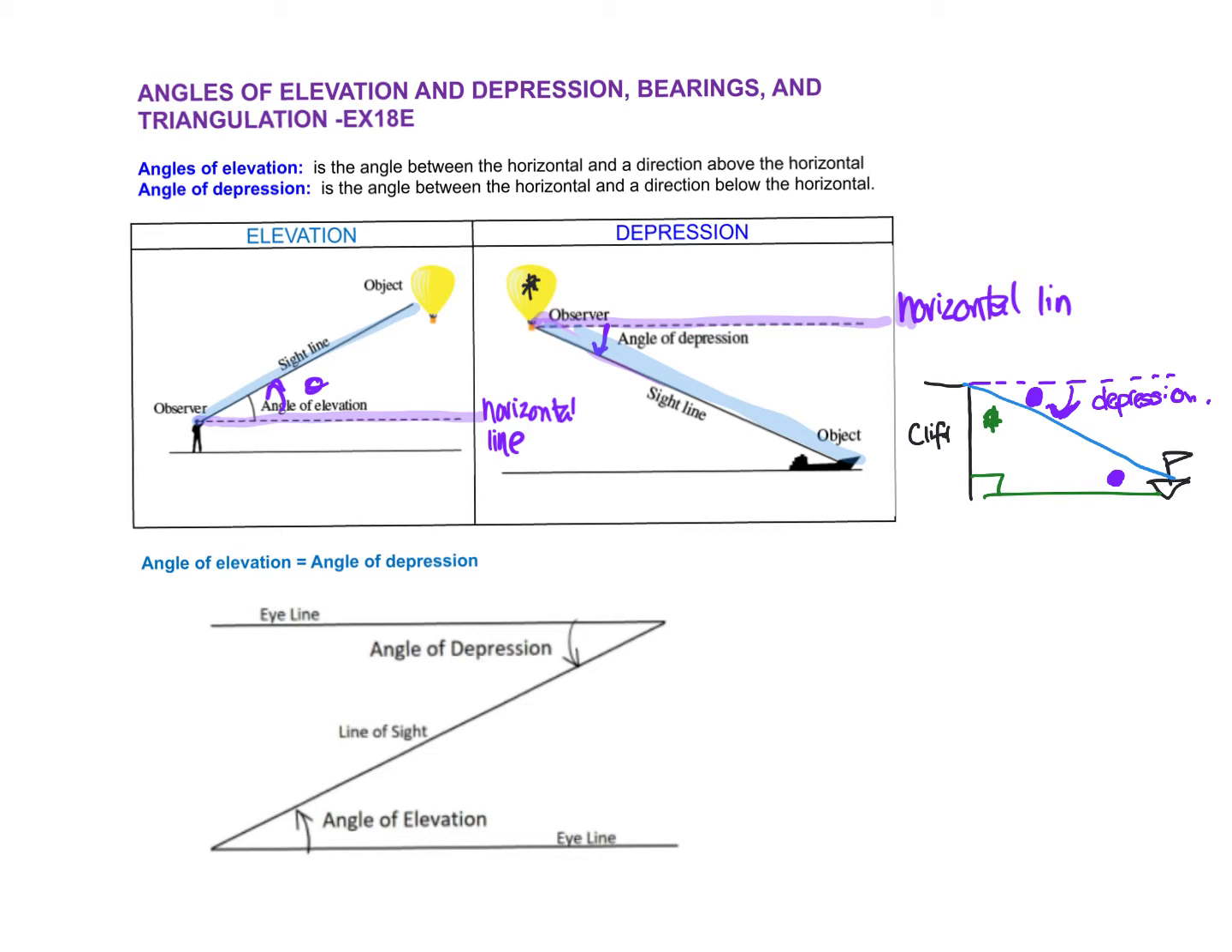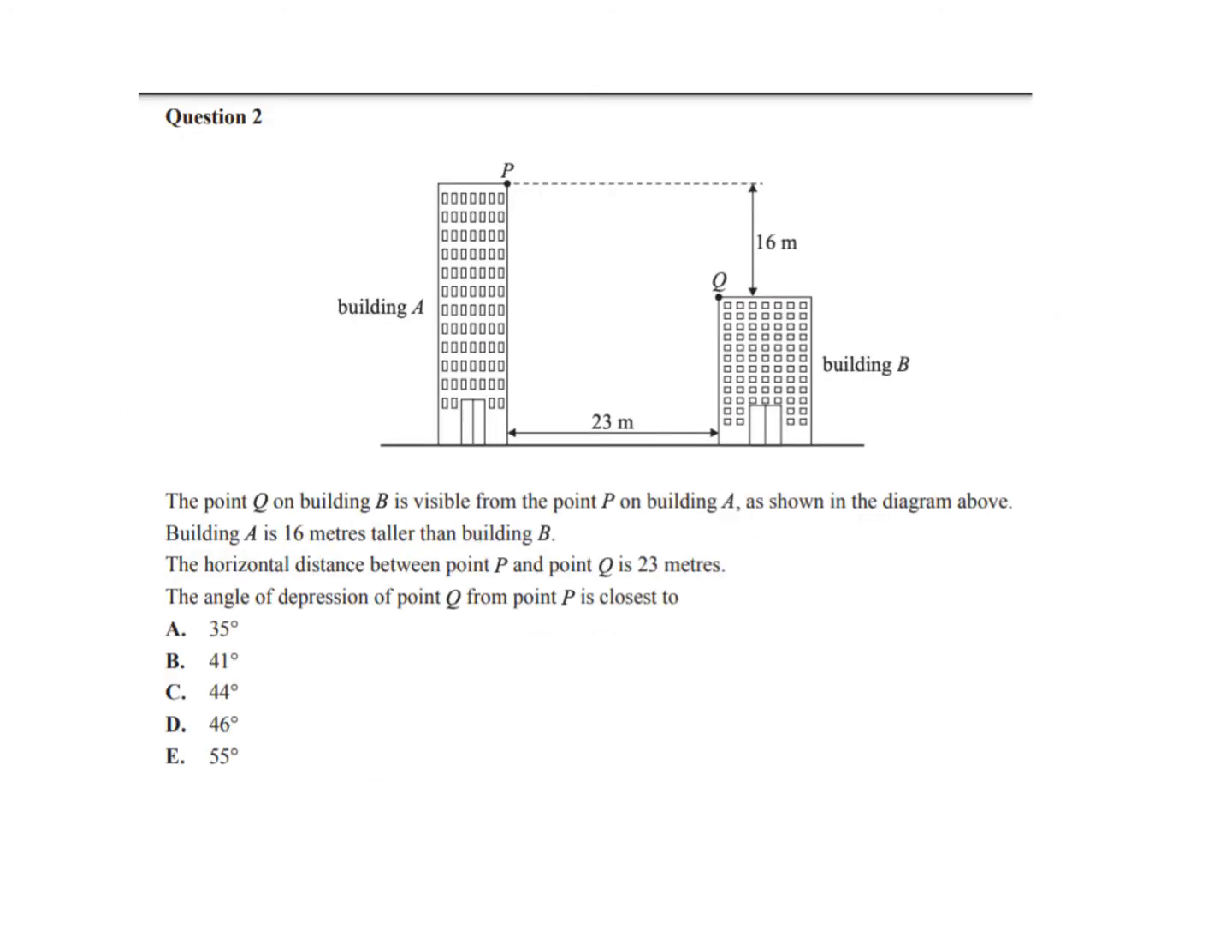When they give it to you and you're trying to set up, they might say the boat is 200 meters from the cliff, and then they'll ask what's the height of the cliff. So we're setting up a triangle that way. Just be really careful with that. Okay, so we'll do a couple of questions.